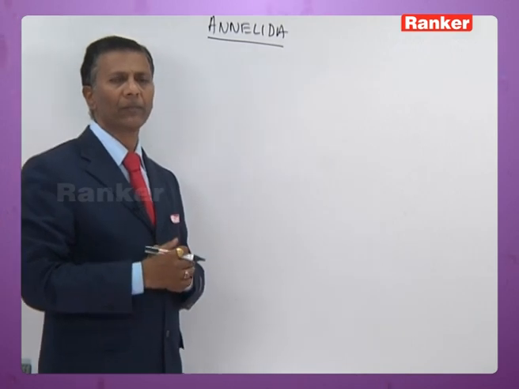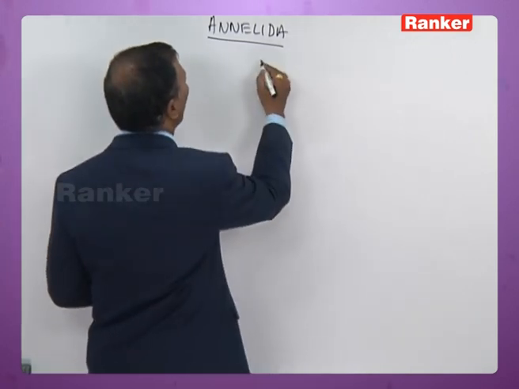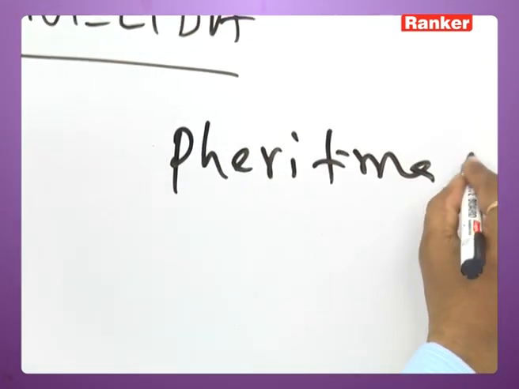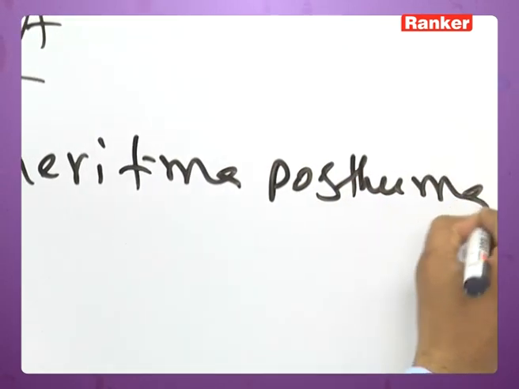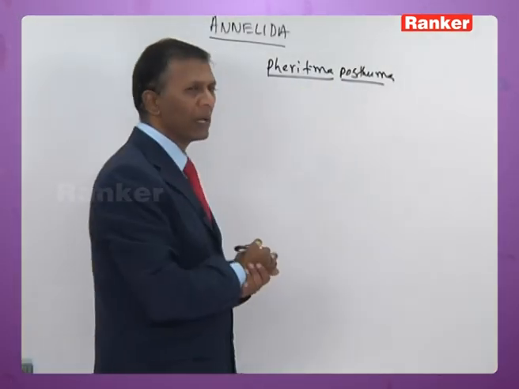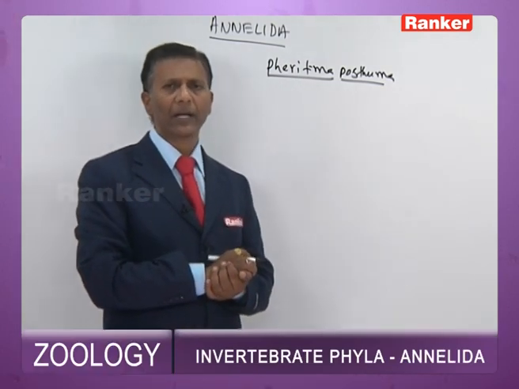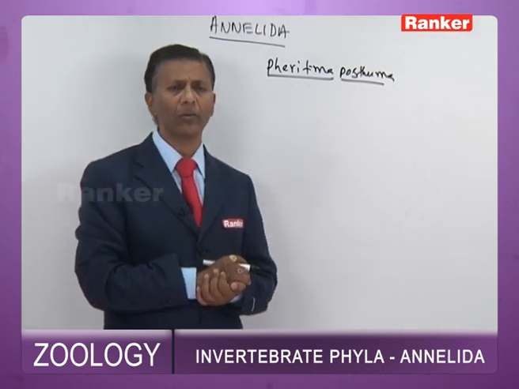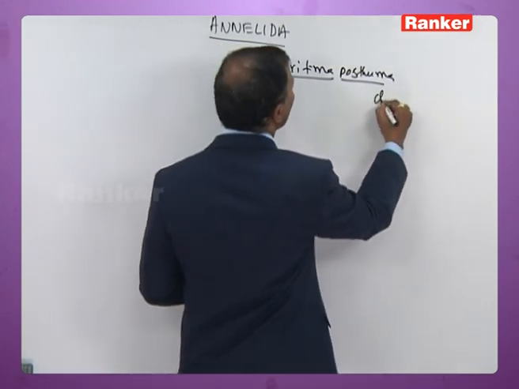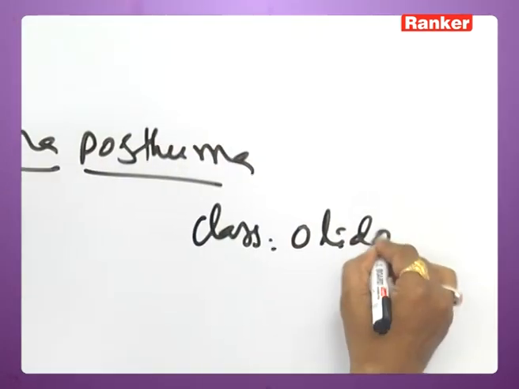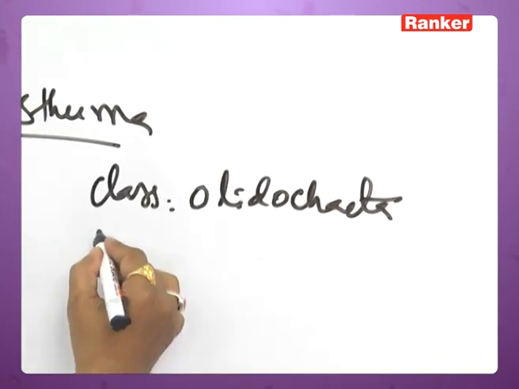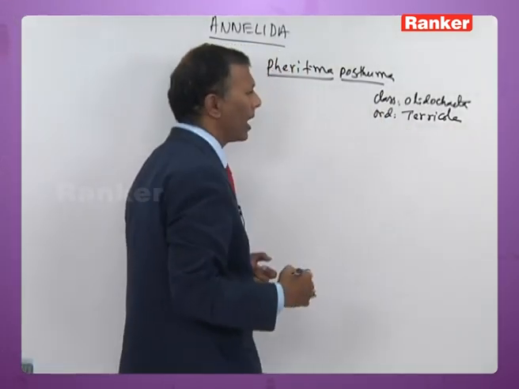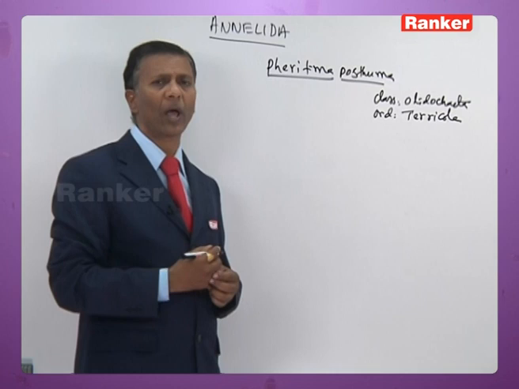Now we will talk about certain important characteristics of Pheretima posthuma, which are important from the MCET, AIPMT point of view, even AFMC, JIPMER and all. I will put before you. Now it belongs to class Oligochaeta and order Terricola, which is also called Opisthopora.